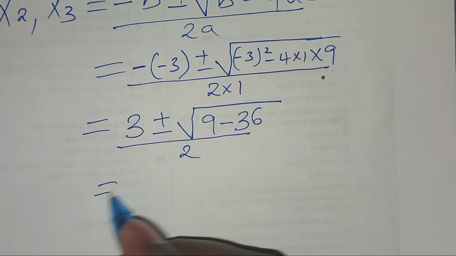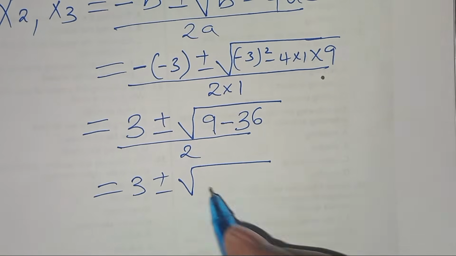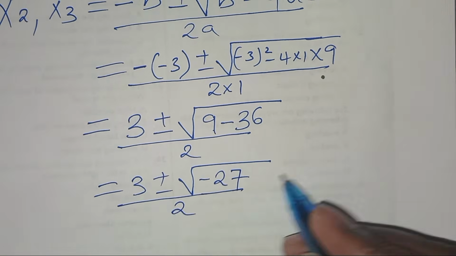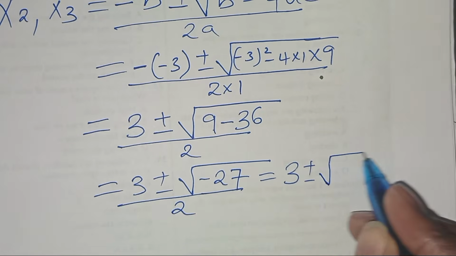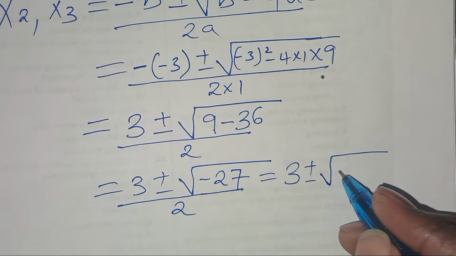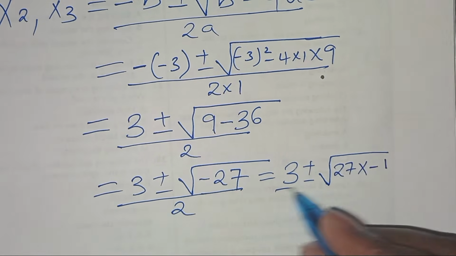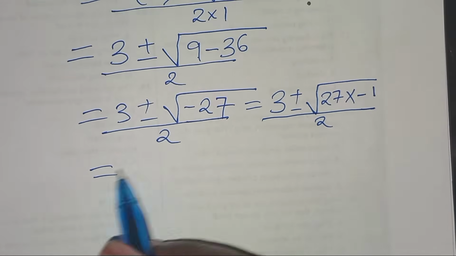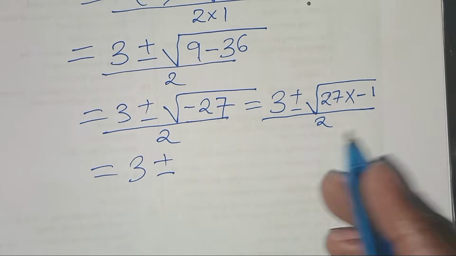So here we have 3 plus or minus the square root of 9 minus 36, this is negative 27, all divided by 2. So we can express the square root of negative 27 as the square root of 27 times negative 1, all divided by 2. And this is equal to 3 plus or minus the square root of 27 here.